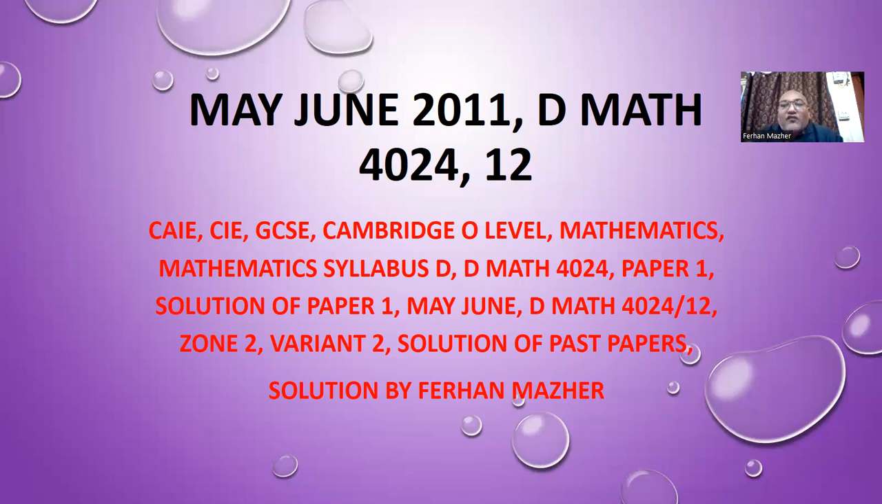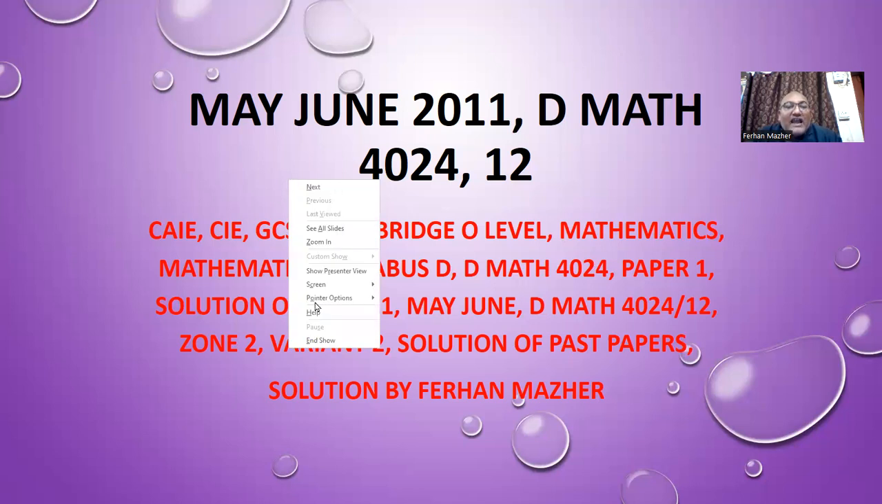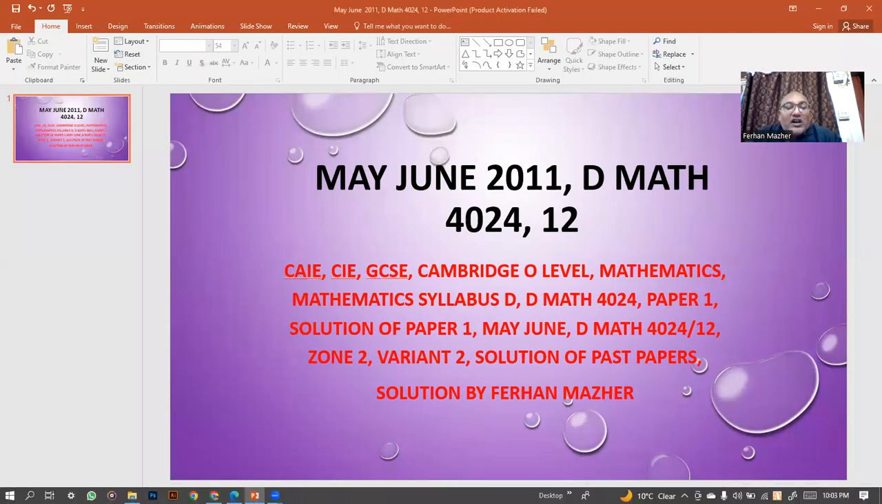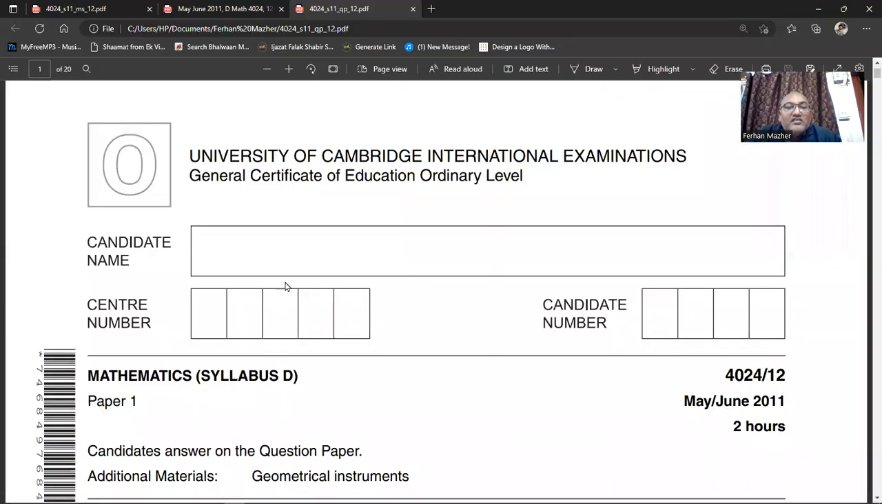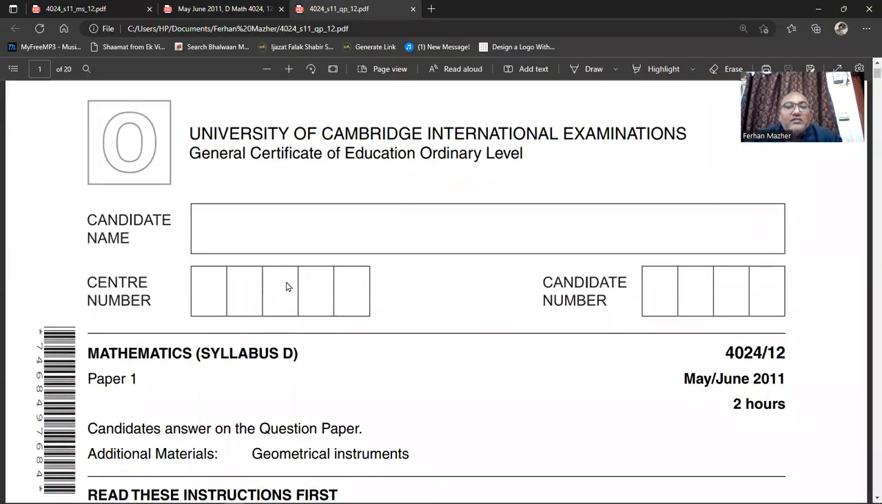The time allowed for this paper is 2 hours, and the calculator is not allowed in this paper. So let's start. So on your screen, May-June 2011 1-2 paper.